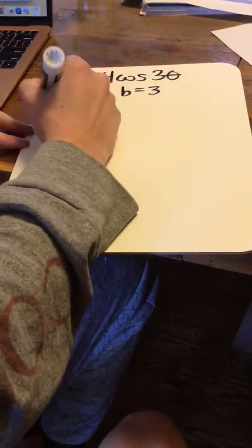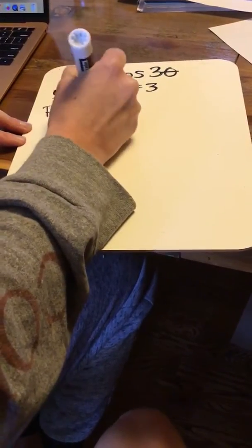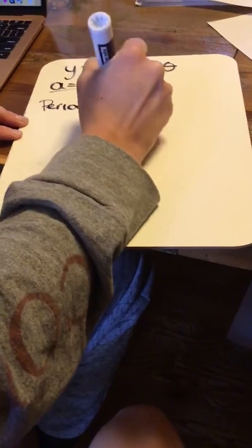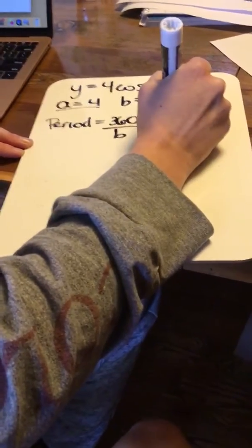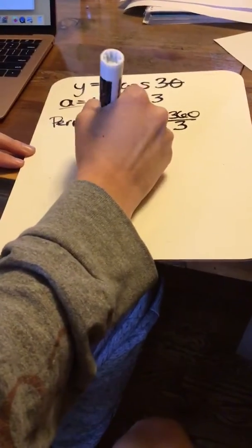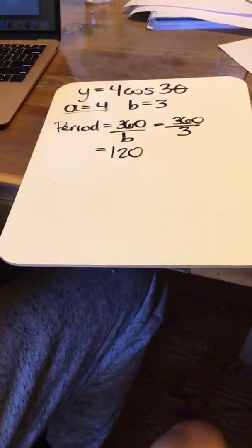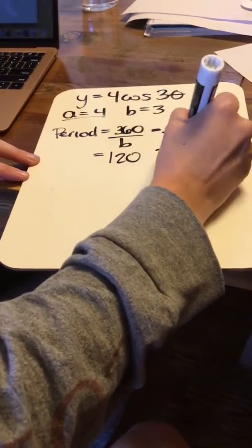And then I'm going to use my B to find my period. So remember, your period is equal to 360 over your B. So for this one, we have 360 over 3. Okay, so then that would make my period 120. That would be how long I would get one cosine in.